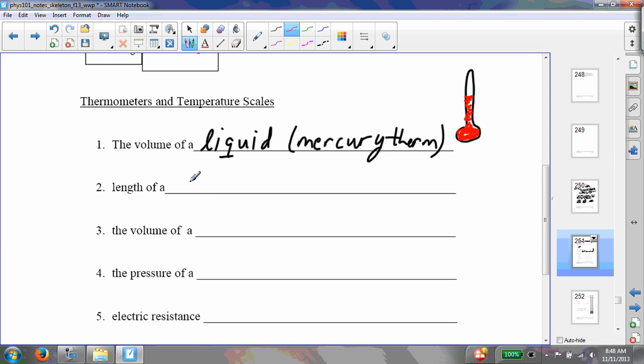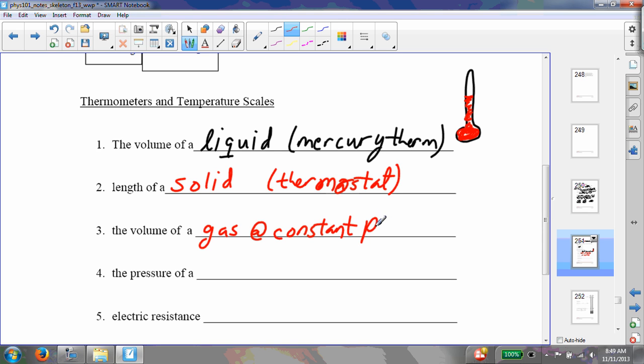So this measures the temperature based on the volume of a liquid. We can also find a temperature based on the length of a solid. This is like your old thermostats in your house. We'll talk about that a little bit later. A thermostat on your air conditioner, though many of yours don't use that anymore, used to use the length of a solid, the length of a metal. You can measure the volume of a gas at constant pressure. I know from the ideal gas law, which we'll get into, that PV is equal to nRT. So if T changes and if pressure is constant, then V is going to change.